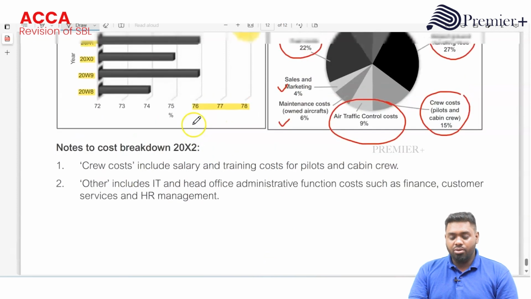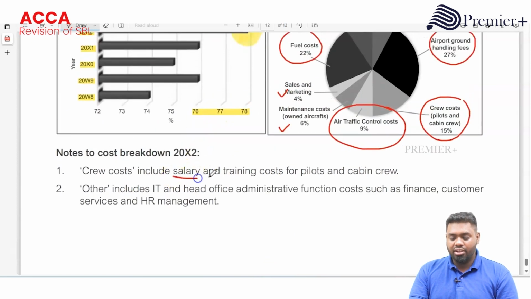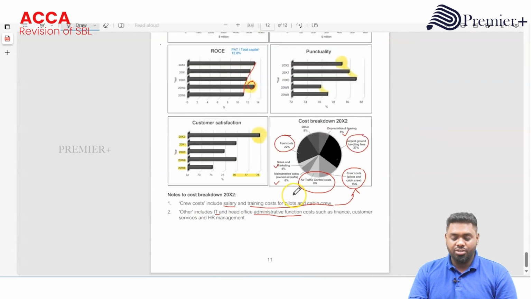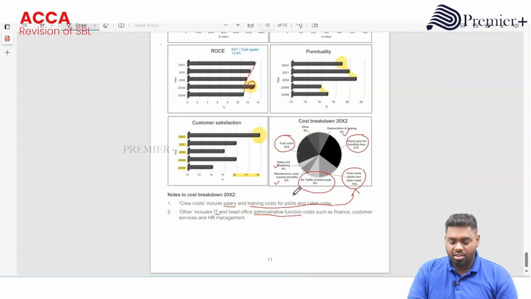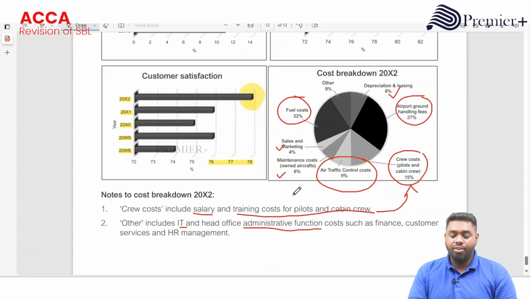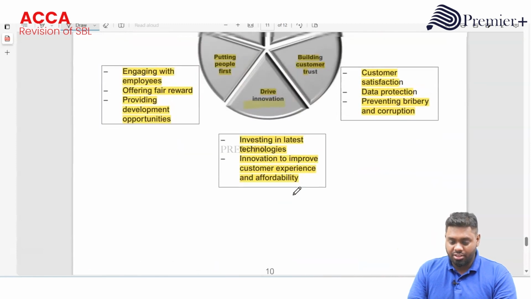Notes to cost breakdown. Crew costs include salary and training costs for pilots and cabin crew. So we have it here. Other costs include IT and head office administrative function costs such as finance, customer service, and HR management. So this basically provides us data on financials. So this is all provided in the pre-seen.